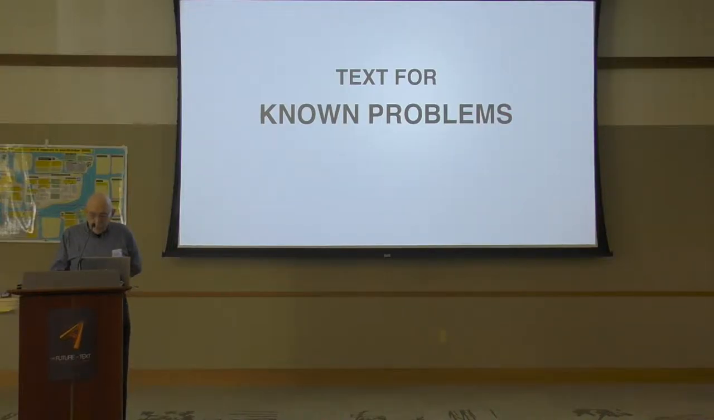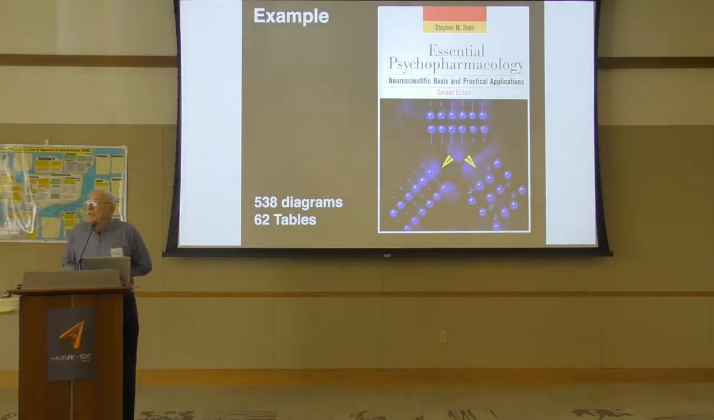Well, let's look at some text for known problems. Here's a good example. It's a book, Essential Psychopharmacology. Now, that's a graduate course in medical school, second or third year. You've got to have some psychology. You've got to have some organic chemistry. You've got to have some biology before you get to psychopharmacology, right?